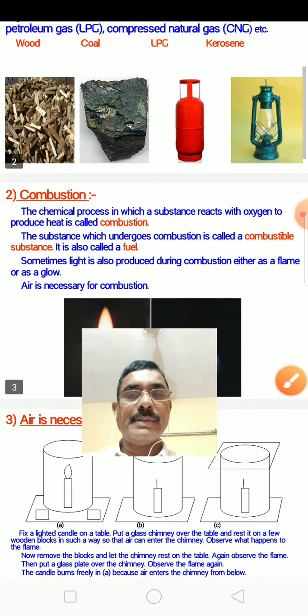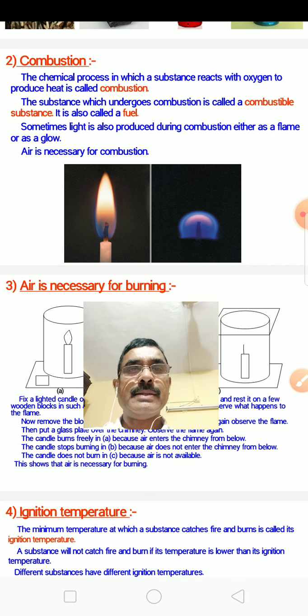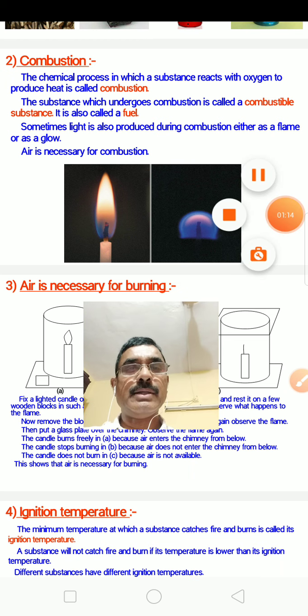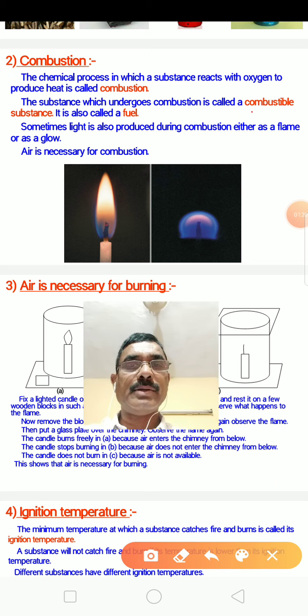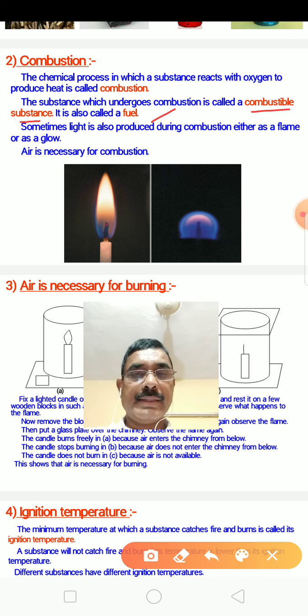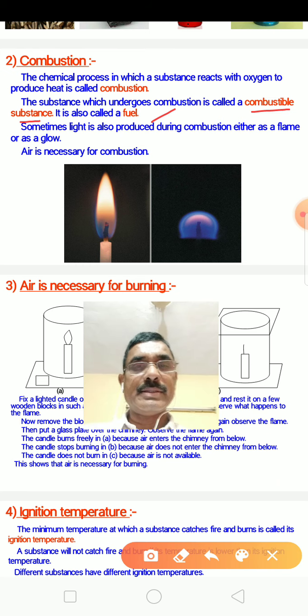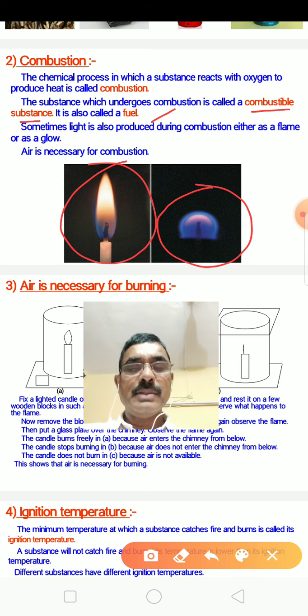Now the chemical process in which a substance reacts with oxygen to produce heat is called combustion. So the substance which undergoes combustion is called combustible substance, or it is also called a fuel. Sometimes light is also produced during combustion, either as a flame or as a glow. For example, a candle when it burns produces flame, and when the coal burns, it simply glows. Now for combustion, air is necessary.